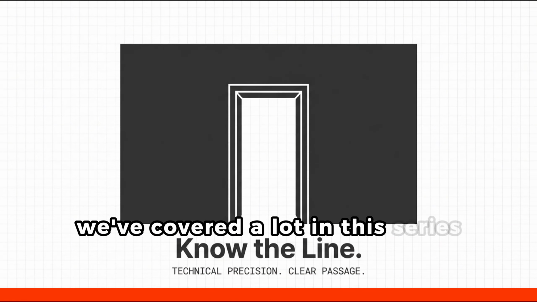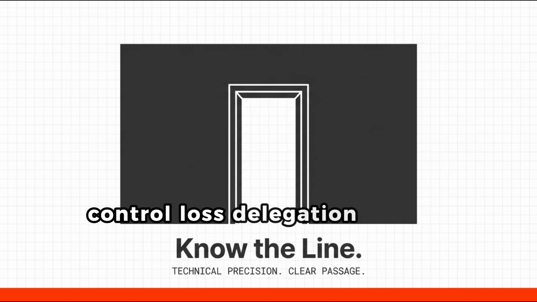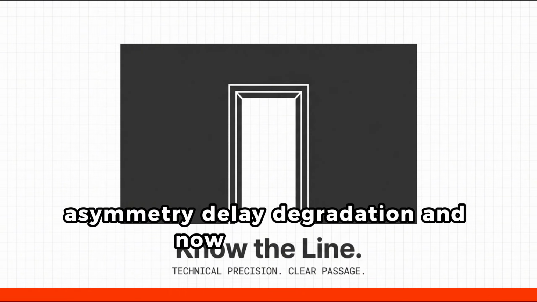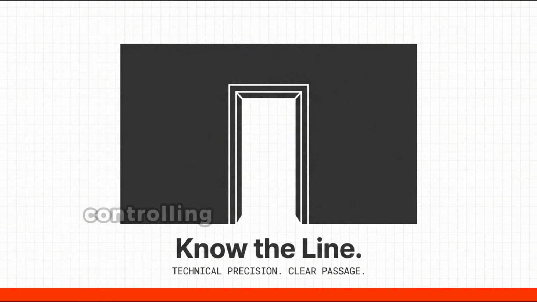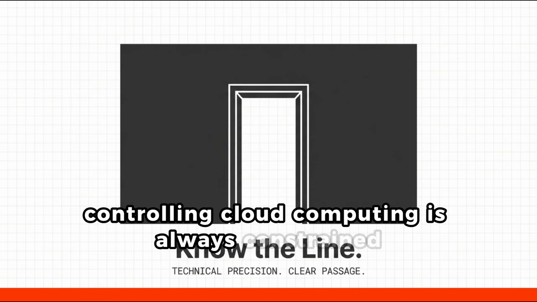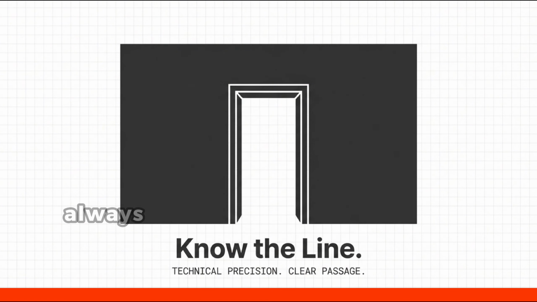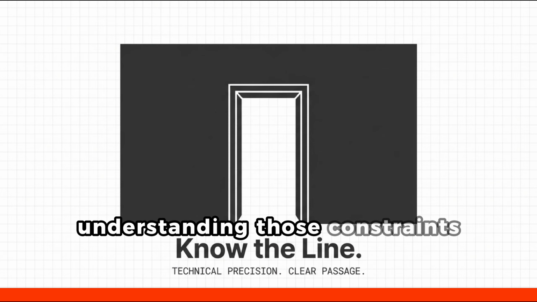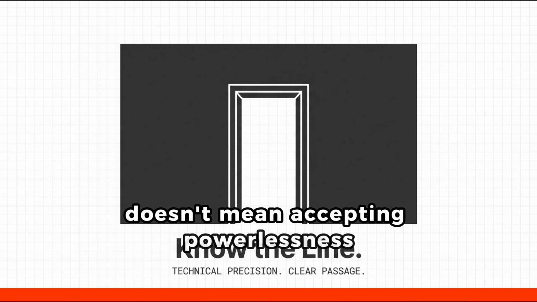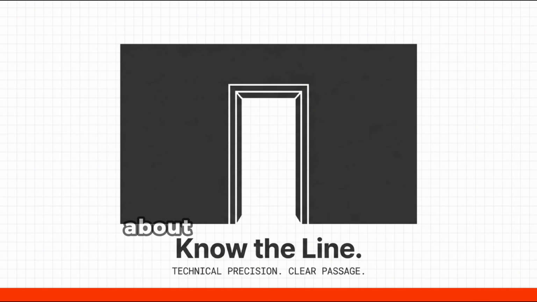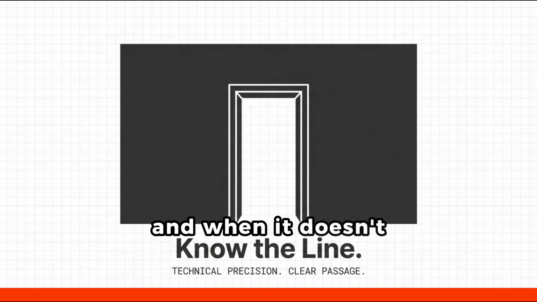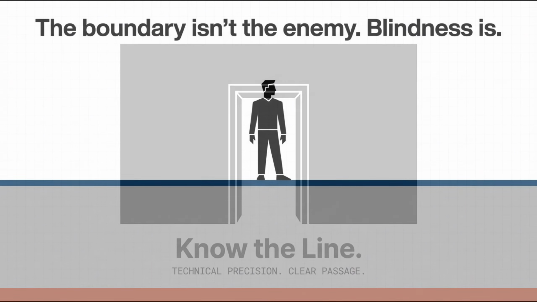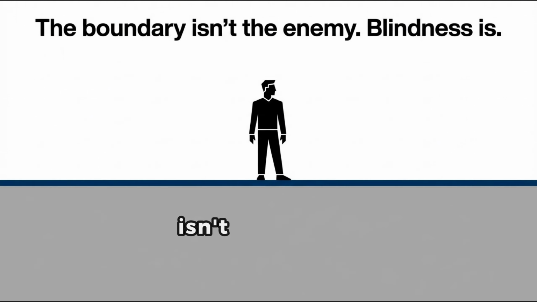We've covered a lot in this series: control loss, delegation, partial control, asymmetry, delay, degradation, and now boundaries. The through line: controlling cloud computing is always constrained, always shared, always dependent on systems you don't fully manage. Understanding those constraints doesn't mean accepting powerlessness. It means making informed decisions about when cloud works and when it doesn't, what you can accomplish within boundaries and what requires different approaches. The boundary isn't the enemy.